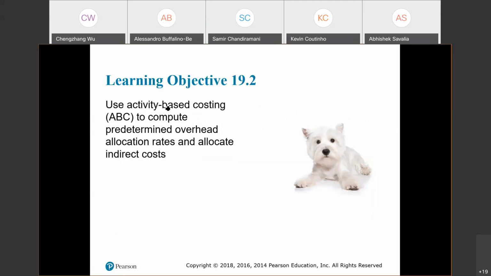Okay, next, let's see activity-based costing, which is a more refined costing overhead allocation method. Well, this method is very similar to the multiple department rates.